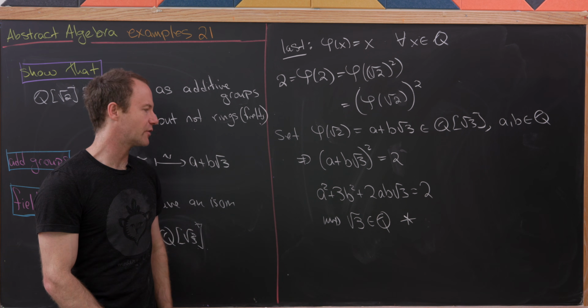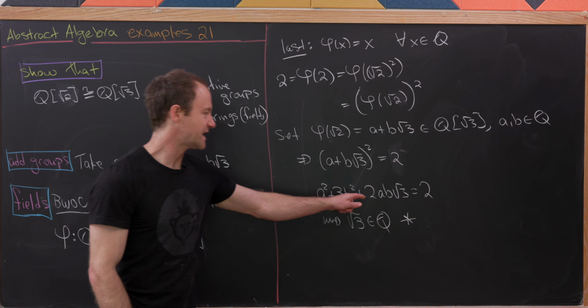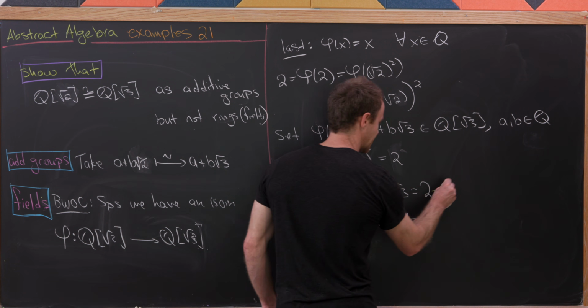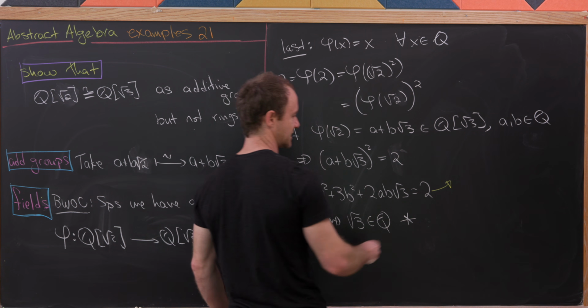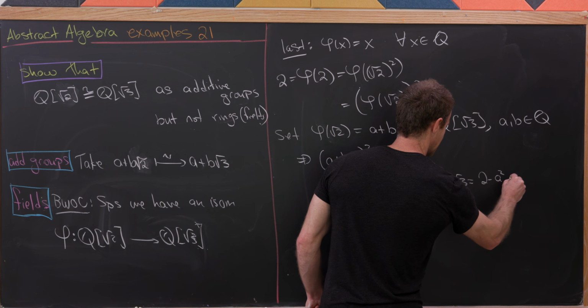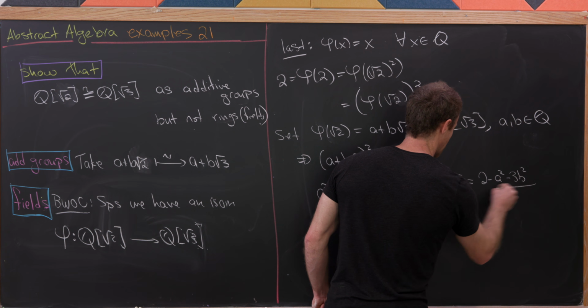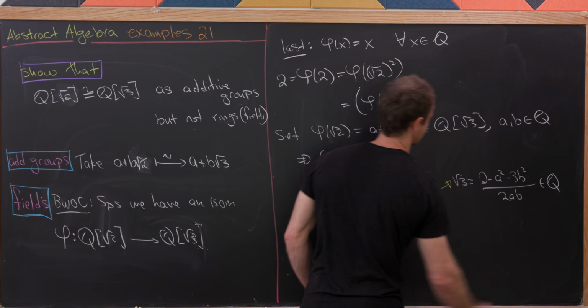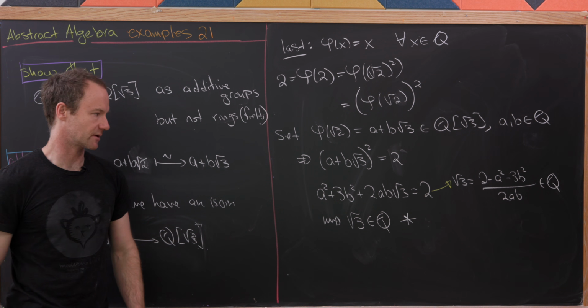You might say, well, how did we get there? Well, we can solve this equation right here for the square root of 3, and that's what we end up with. So we would have the square root of 3 is equal to 2 minus a squared minus 3b squared over 2ab, but that's a combination of rational numbers, so it is a rational number.